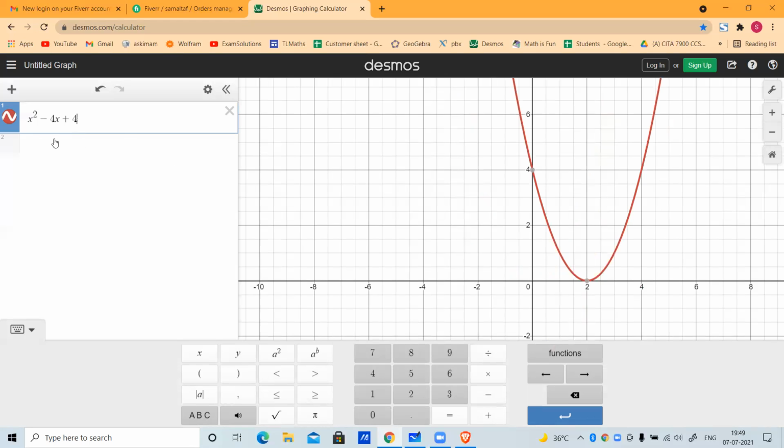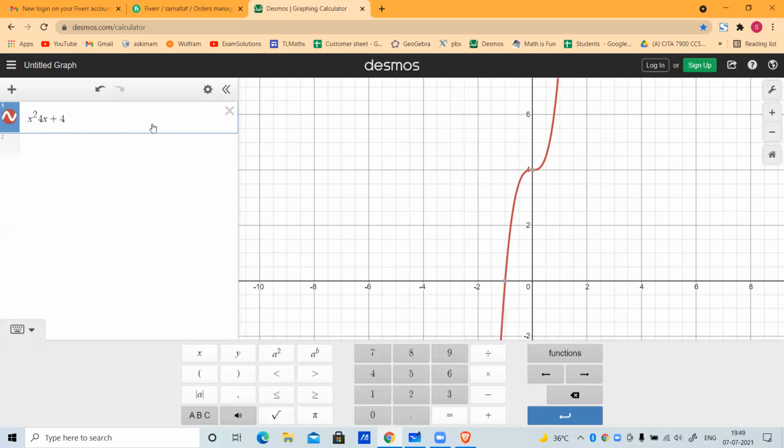So we're having one more equation, x squared minus 4x plus 4. It is also touching the x-axis. It's not cutting the x-axis. It's touching the x-axis, and you're getting only one solution, that is 2. You know, the x value will be 2, right? Right. So you can have two solutions, you can have one solution, and you can have no solution.